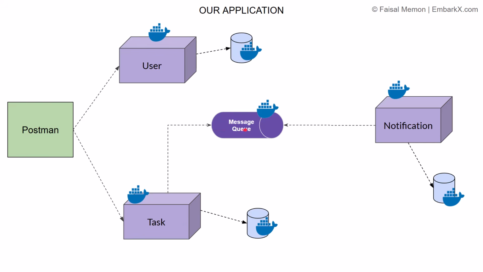And the message broker that we are going to use over here, you can see the message queue over here, is RabbitMQ. We are going to create a queue inside RabbitMQ, to which task service will produce messages, and notification service will consume the messages from this queue. So whenever a task is registered in the application, the message is sent to the message queue by task service after saving the task to the database.